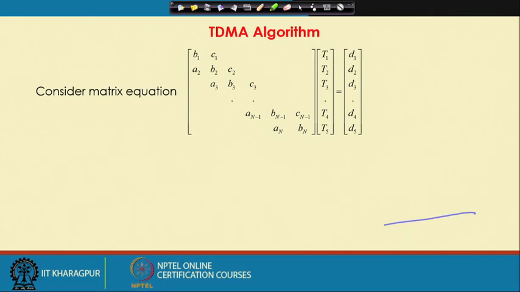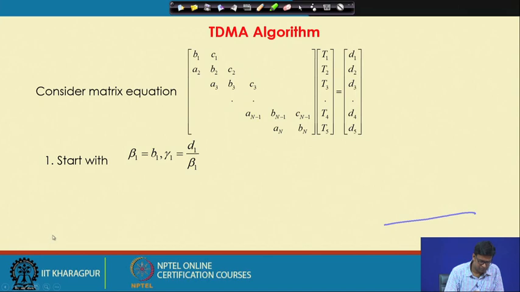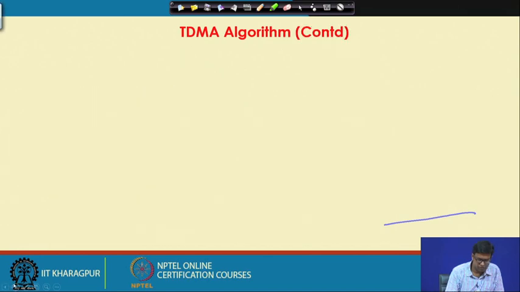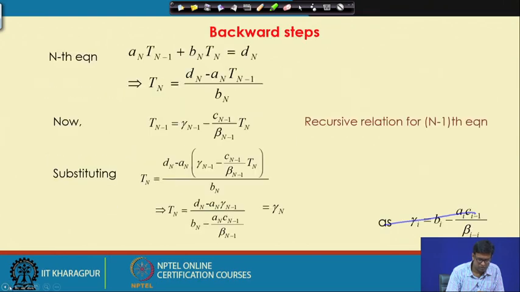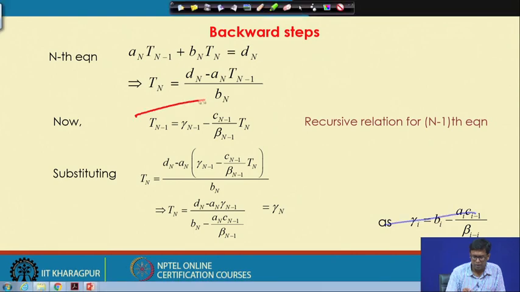The backward step will follow nothing but this particular relationship, that T i minus 1 is gamma i minus 1, which is already calculated, minus C i minus 1 by beta i minus 1 into T i plus 1. So, I will get T n minus 1.